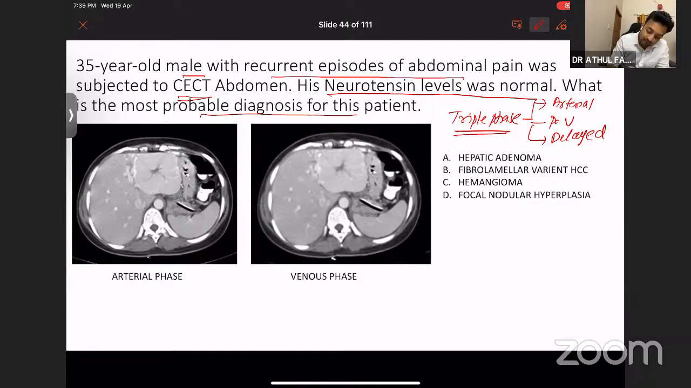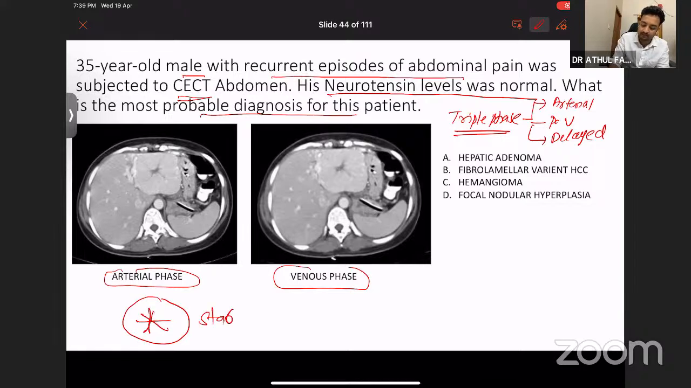So this is the arterial phase image. This is the venous phase image. So you can see a central non-enhancing stellate area. Okay, star-like central non-enhancing region. So that is the star-like scar. What we call it is central stellate scar. So when you see central stellate scar, you can remove the option of hepatic adenoma. You can remove the option of hemangioma.